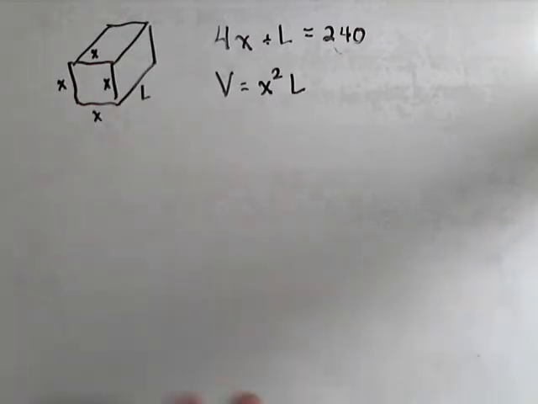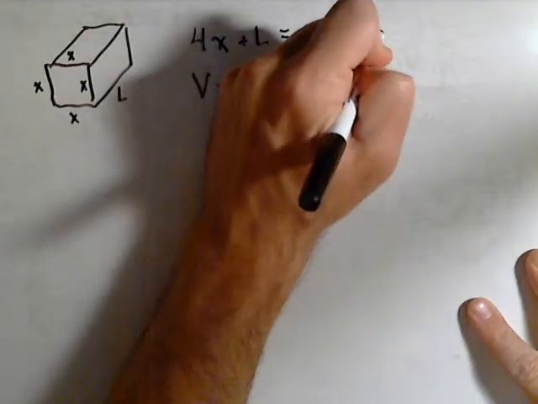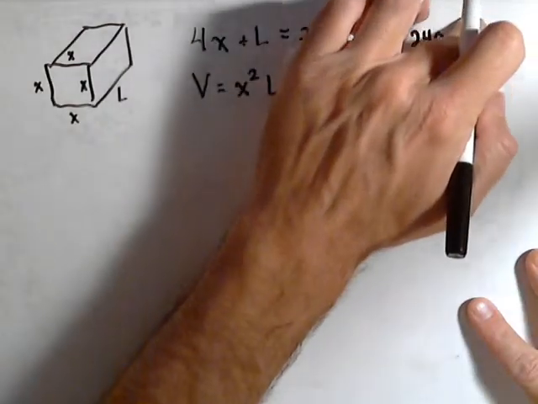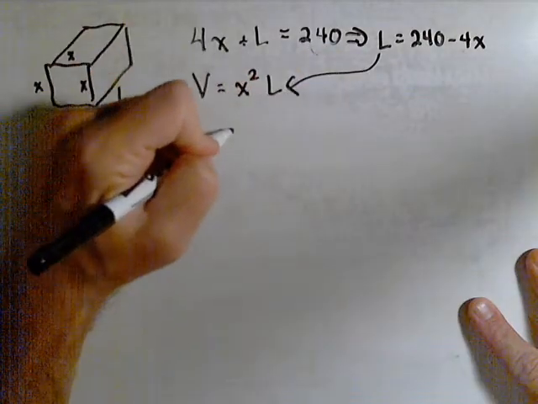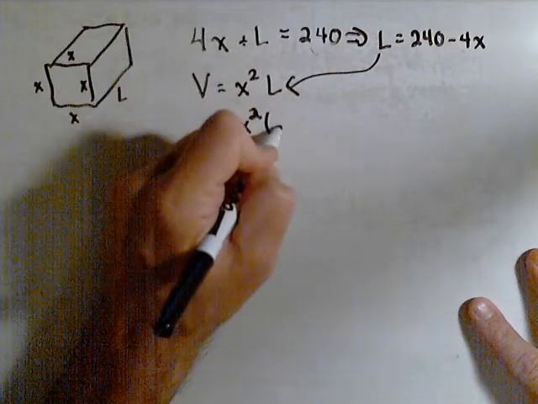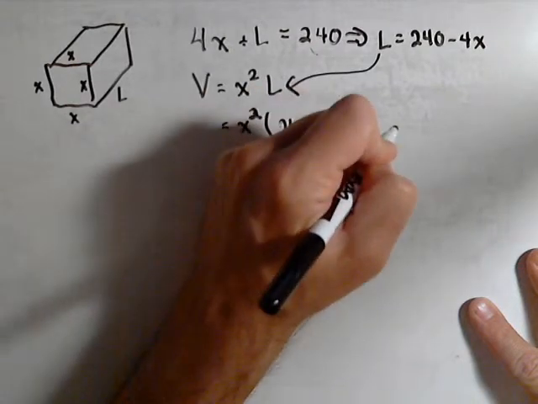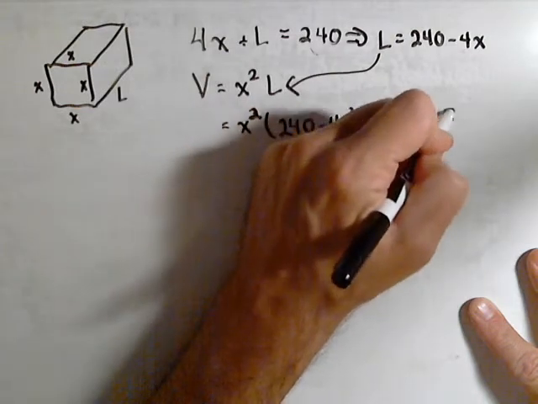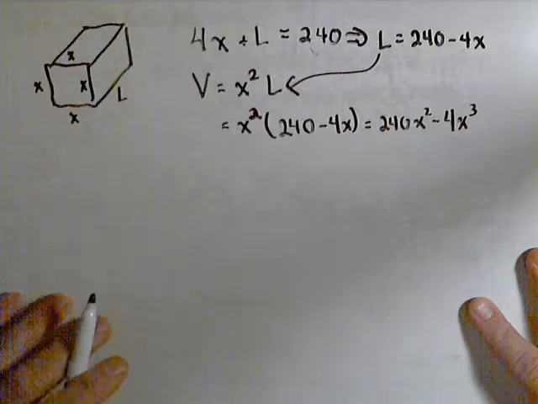So what we want to do is get that volume in terms of one variable. So let's solve this for L. So L equals 240 minus 4x, and we're going to plug that into this L to get our volume in terms of just one variable, x squared times 240 minus 4x, equals 240x squared minus 4x cubed. So there's our volume function.